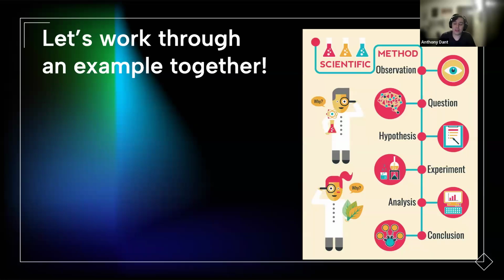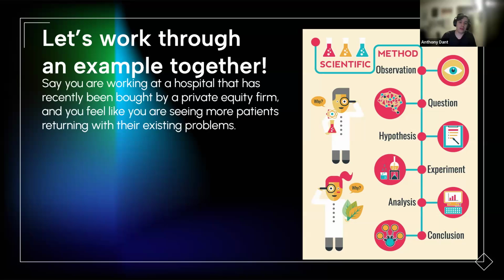All right. So let's work through an example again together. So let's say that we're working at a hospital that has recently been bought by a private equity firm, and you feel like you're seeing more patients returning with their existing problems. So that's our observation. We are a member of this community who may frequently be having access to this hospital, maybe just walking by it every day, maybe having a certain job near it. But overall, this is an observation of noticing that we are tending to see that more patients return with existing problems. That is the initial observation within this potential scientific method.